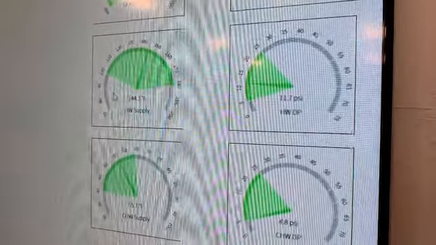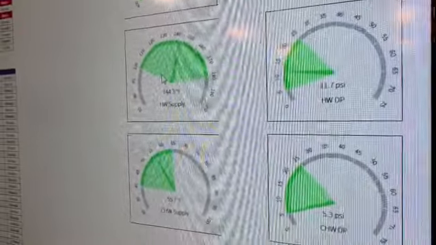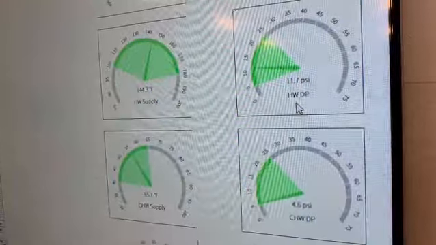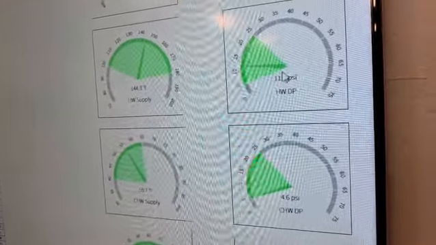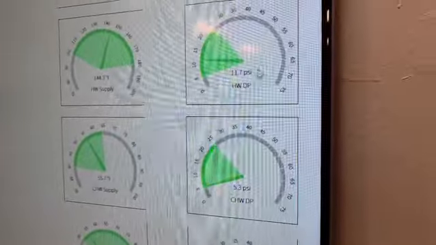If something happened, probably you will have an alarm or trip somewhere. This is your hot water DP, right? What does DP mean? Differential pressure.